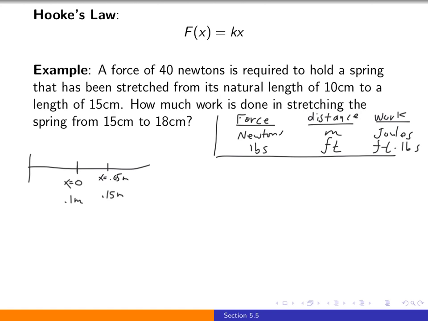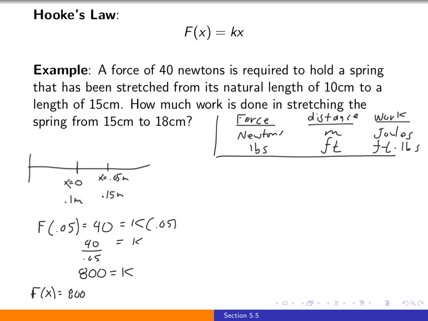So Hooke's law tells us that f of x, or in this case f of 0.05, is 40, which equals k times x. So k is equal to 40 over 0.05. So we have 40 over 5, and then we need to move that decimal place 2 to the right. So 800 is equal to our spring constant k. Now that was an important thing, calculating that spring constant k. So we now know that our force function in this situation is simply 800x.